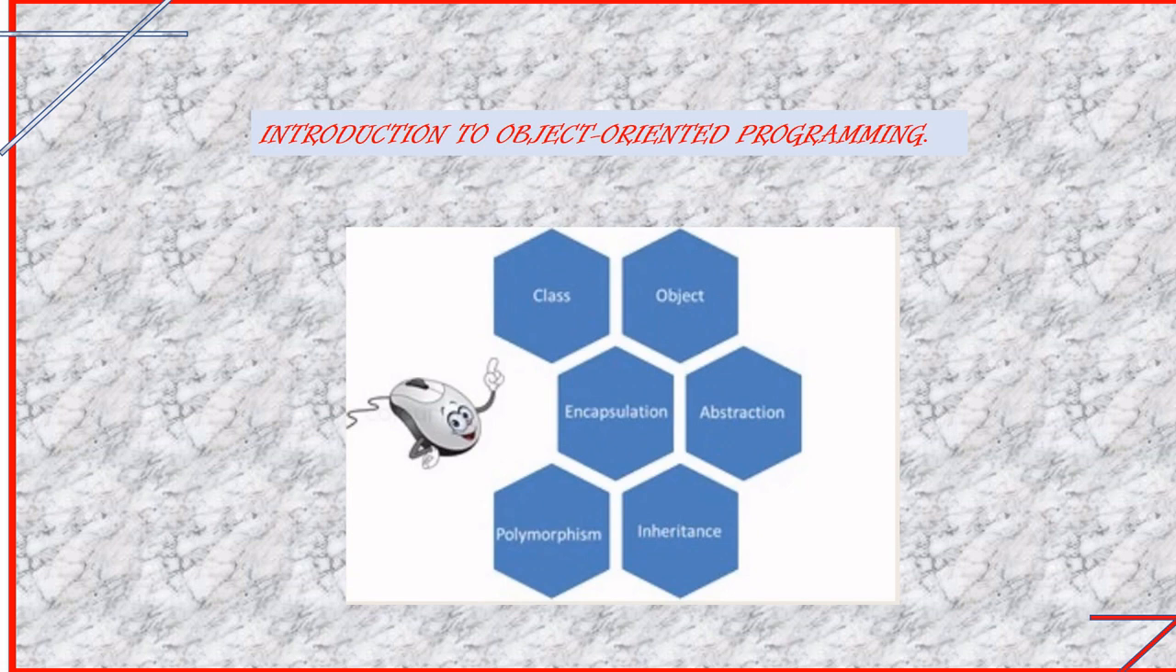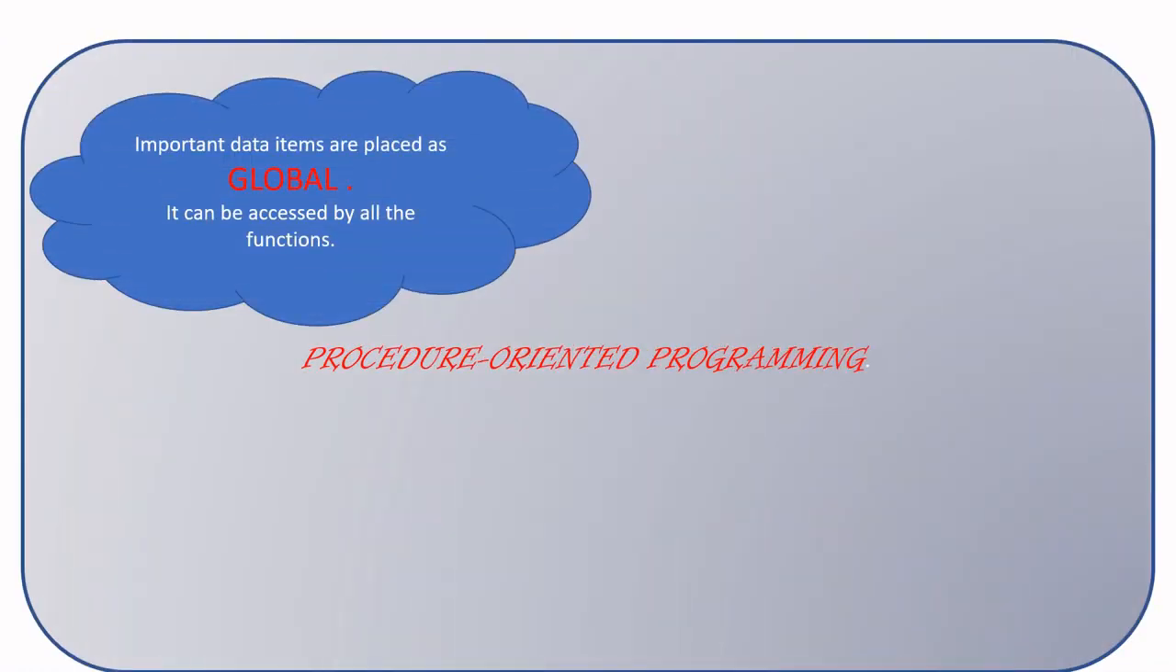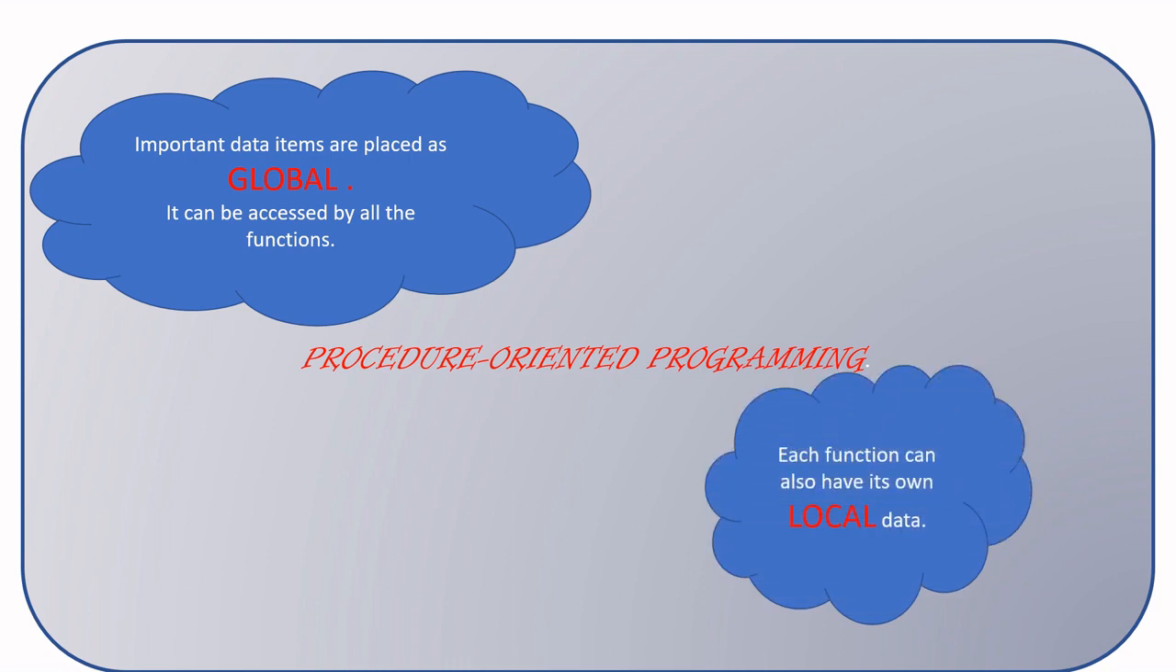Today we are going to see object-oriented programming concepts, a most striking and important new programming paradigm. Before seeing object-oriented programming, we will discuss something about procedure-oriented programming. In procedure-oriented programming, all the data items are placed as global. It can be accessed by all the functions. Each function can also have its own local data.